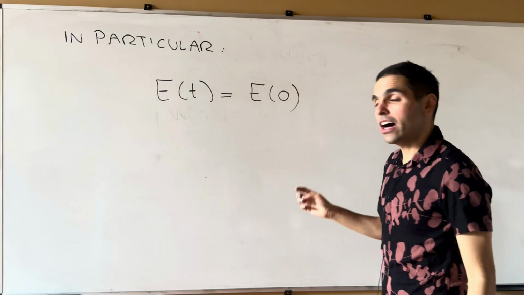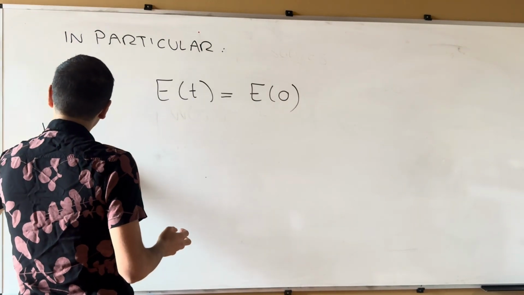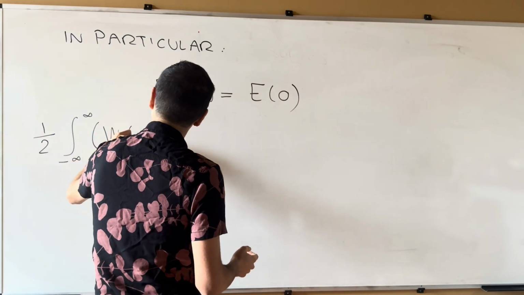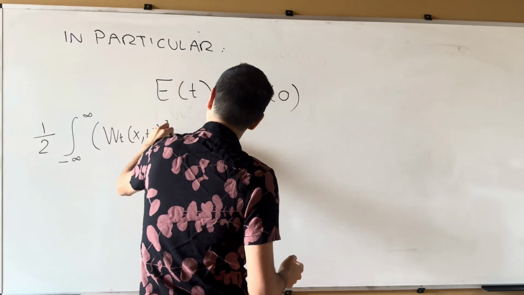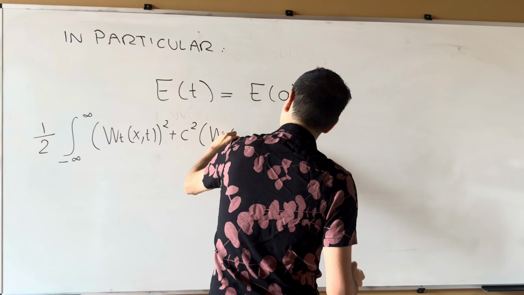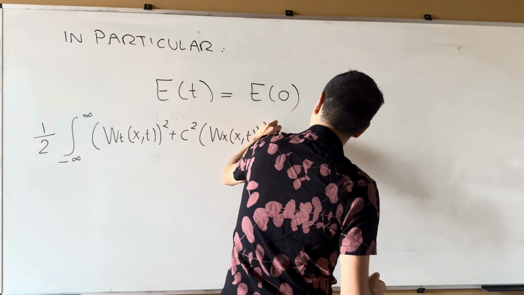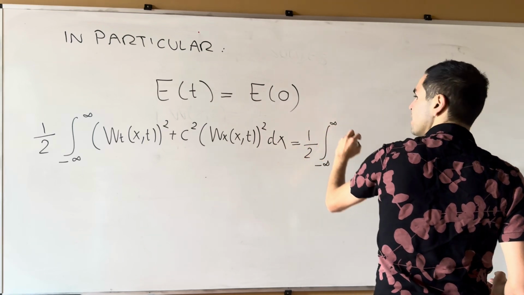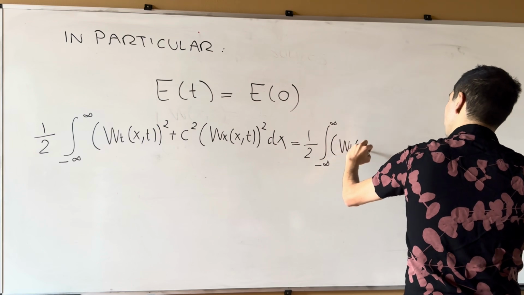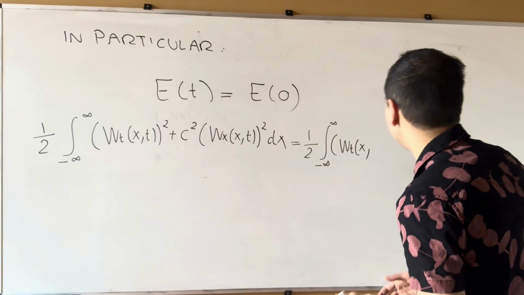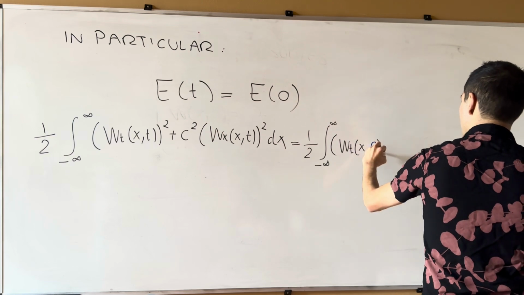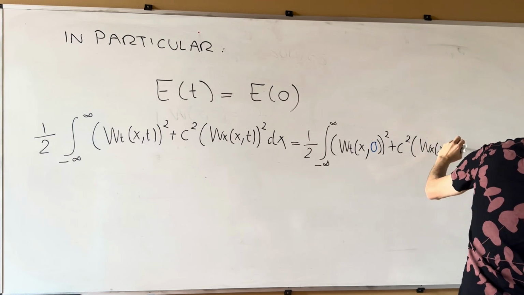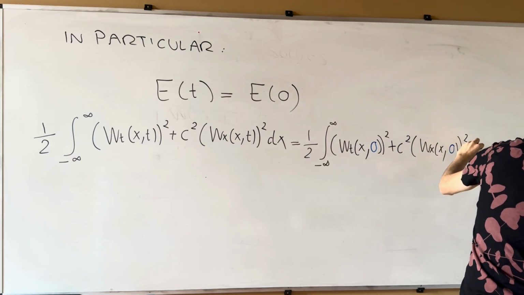Let's write this down in terms of our formula. So 1/2 integral from minus infinity to infinity of W_t(x,t) squared plus c squared W_x(x,t) squared dx is the same thing as 1/2 integral from minus infinity to infinity of W_t(x,0) squared plus c squared W_x(x,0) squared dx.